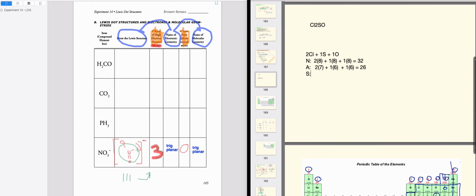Okay, so how many shared electrons are we going to have? 32 minus 26 is equal to 6. Does that seem right? Okay, so what do I have? So 6 means I'm going to have 3 bonding pairs.